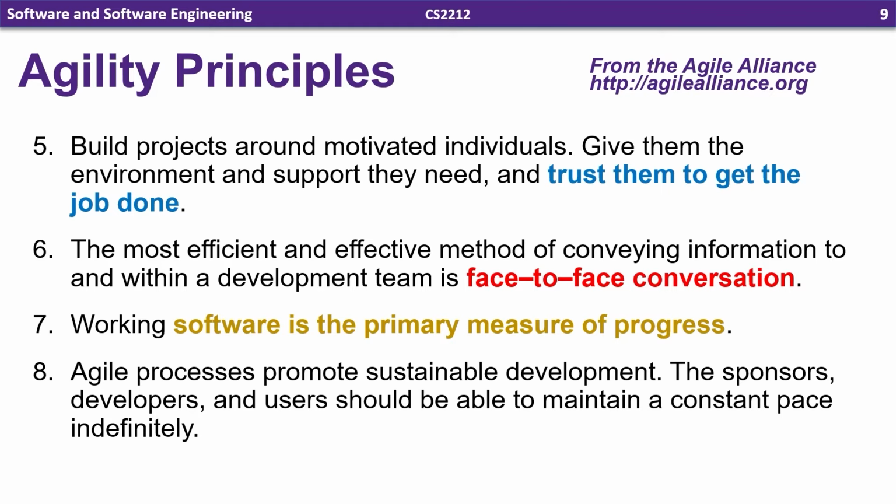So number 8, Agile processes promote sustainable development. The sponsors, developers, and users should be able to maintain a constant pace indefinitely. So we want a process that's actually maintainable. We don't want to put a crazy amount of work on our developers and think, oh, we could do that next time, when we're really burning them out. We want a process that we can repeat over and over again with every project, hopefully indefinitely, and still get continuously good results.